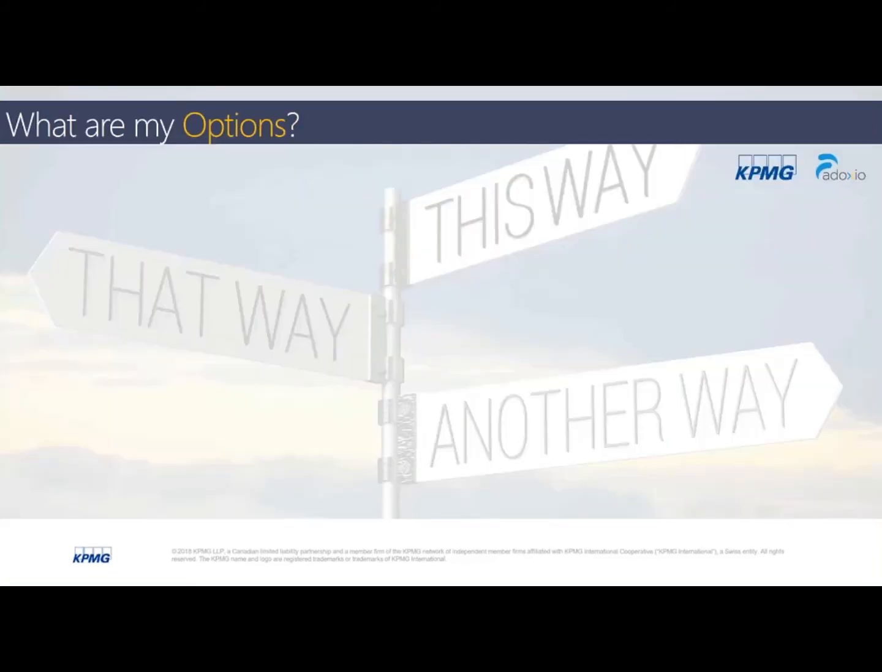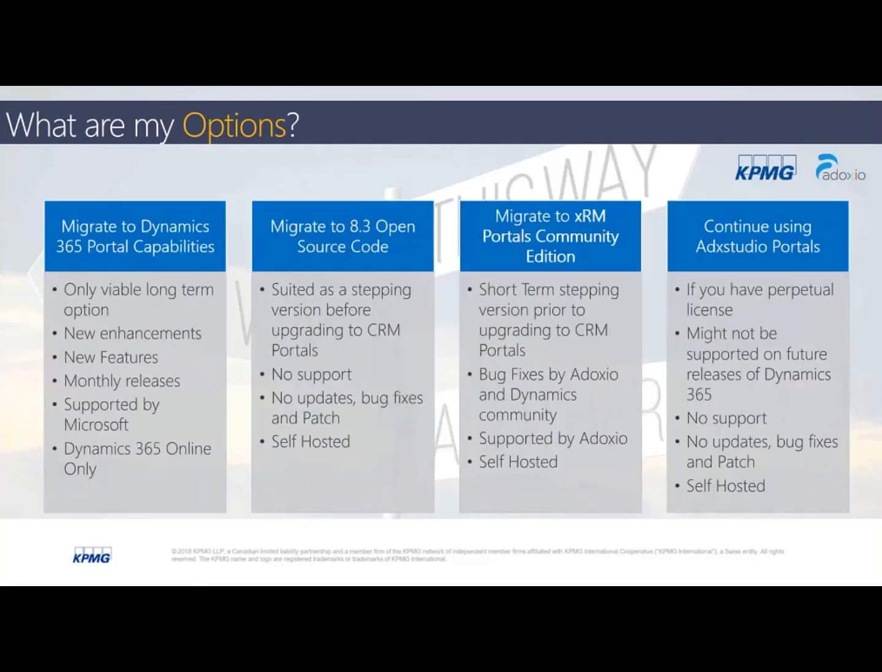All right, so what are my options? 4 portals, what are my options? Realistically speaking, there is only one option. You need to migrate to Dynamics 365 portal capabilities if you want portal capabilities with Dynamics 365. If that is not the plan, you will need to look into other solutions out there. All other flavors of portals are just for the time being. So say, for example, you want to go to Dynamics 365 portal, but you are not ready. You can be on other flavors of portal until you get ready for that.